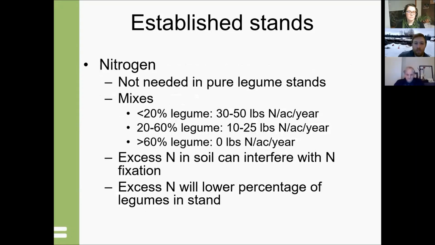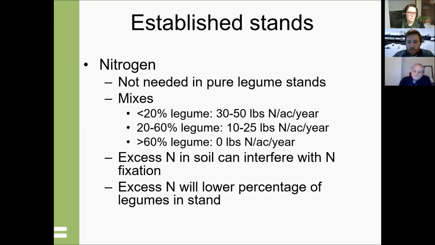So of course, nitrogen, due to fixation, is not needed in pure legume stands, but if you're doing a mixture and there is less than 20% legume, we recommend somewhere between 30 to 50 pounds of nitrogen per acre per year, just to make sure that grass has enough. If you're somewhere between 20 and 60%, you can probably cut that down a lot, somewhere in the range of 10 to 25 pounds of nitrogen per acre per year. But then if you're above 60%, there should be enough fixed by that legume to provide to your grass crop. So you should not need to supplement any nitrogen in that situation.